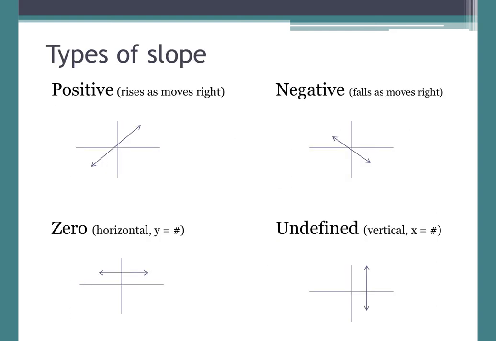There are 4 types of slope: positive, negative, 0, and undefined. Positive slope rises as you move from left to right. Negative slope falls as you move from left to right. 0 is horizontal, and that's a special kind of equation. It's a y without an x. So there's no x in that equation. The other ones are like y equals mx plus b. And then undefined is a vertical line, and those have a special equation because there is no y.